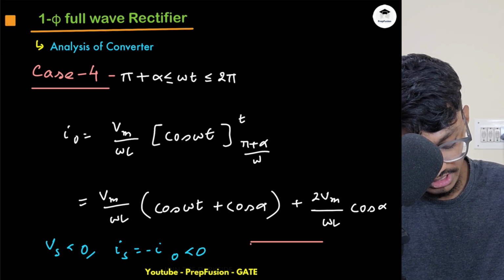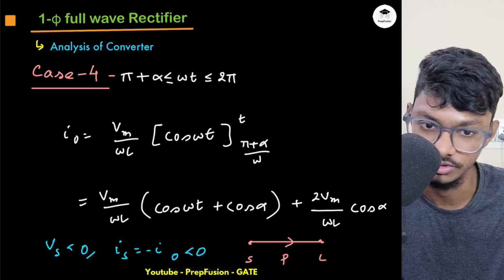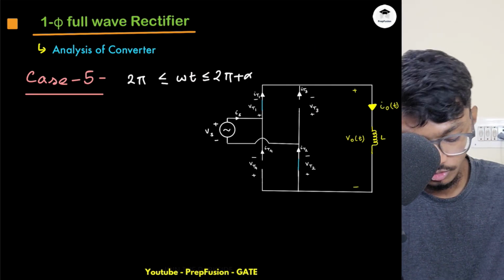Power is again positive. Negative into negative becomes positive. So this is power flow. It will be again from source to load, because overall power is positive only. Okay. So now let's come to 2 pi to 2 pi plus alpha.